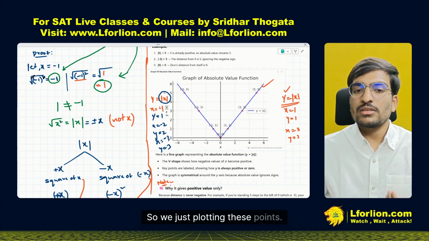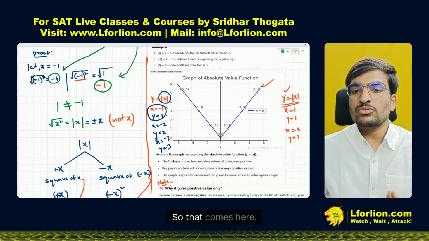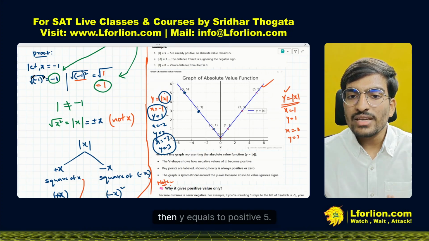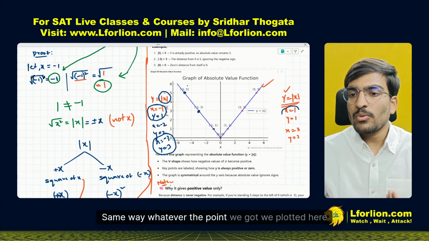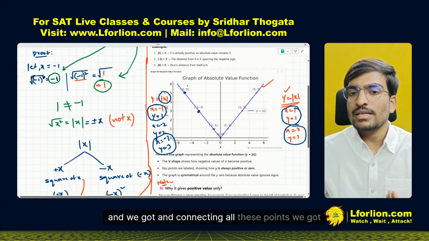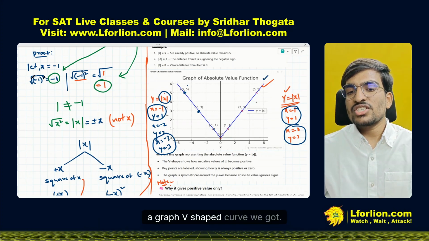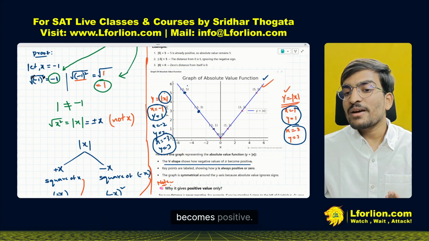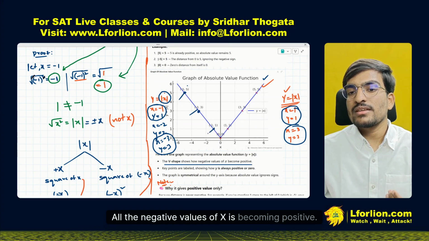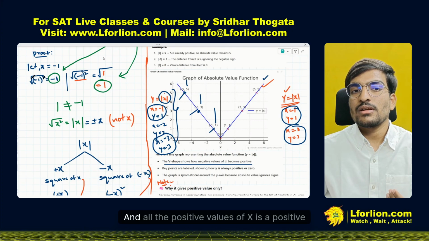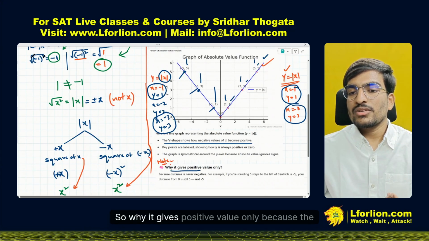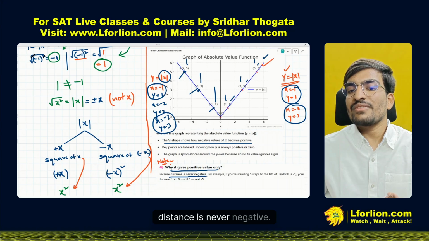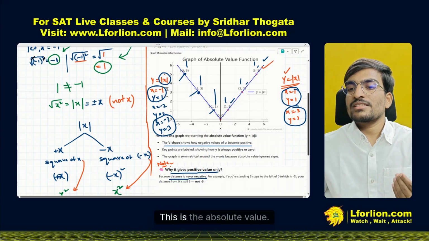So we just plot these points. x equals negative 1, then y is 1, so that comes here. x equals negative 3, y equals positive 3. x equals negative 5, then y equals positive 5. Same way, whatever points we got, we plotted here, and connecting all these points, we got a V-shaped curve. The V shape shows how negative values of x become positive. All the negative values of x become positive, and all the positive values of x stay positive. Why does it give positive values only? Because distance is never negative. This is the absolute value.